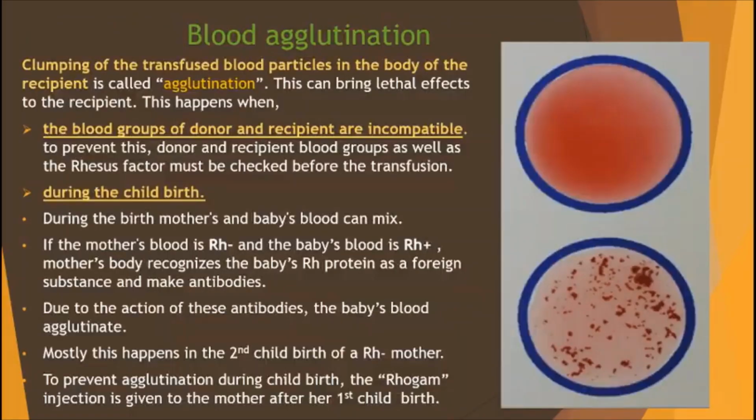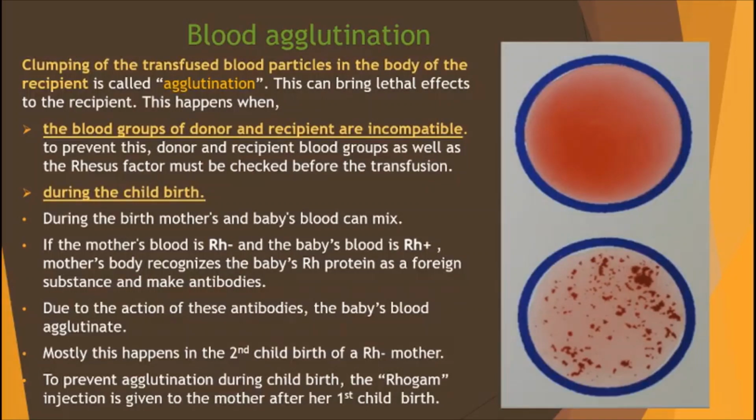Blood agglutination means clumping of the transfused blood particles in the body of the recipient. This can bring lethal effects to the recipient. It leads to very dangerous effects. Sometimes the patient can die because of blood agglutination.